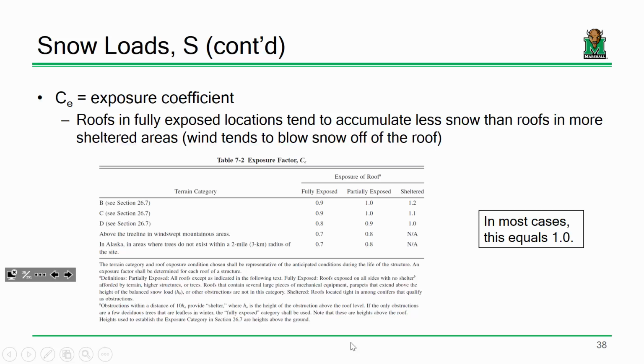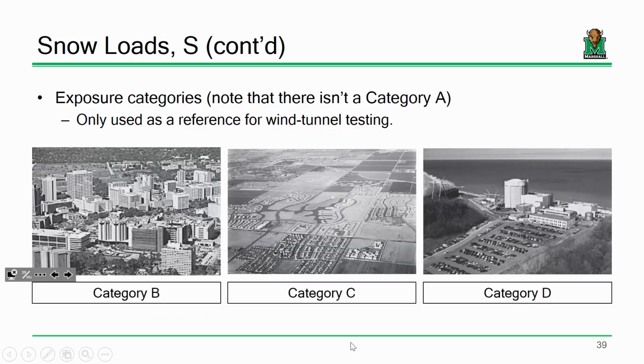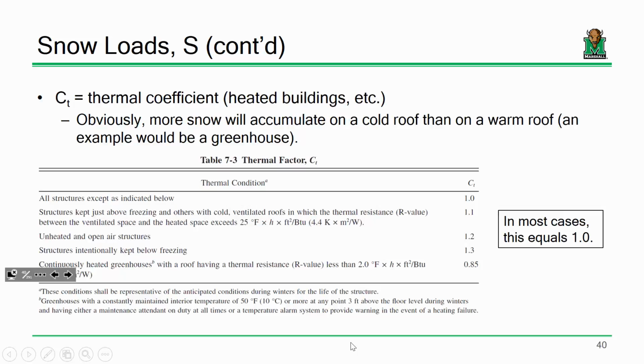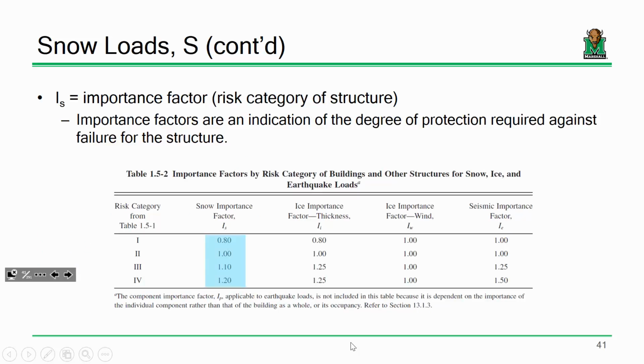You can go through if you want and read that. I mean, it's just going through various different positions. In most cases, your exposure coefficient equals 1. Your thermal coefficient usually equals 1 as well, but for instance, if you were designing something like a greenhouse and you had a heated roof, obviously that's going to cause the snow characteristics on the roof to change. But in most cases, your thermal coefficient is going to equal 1 as well.